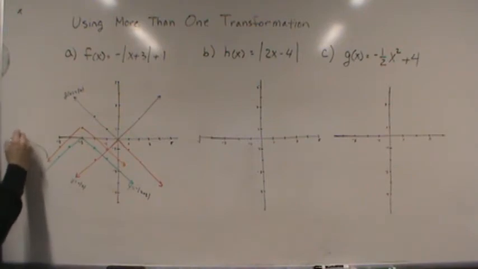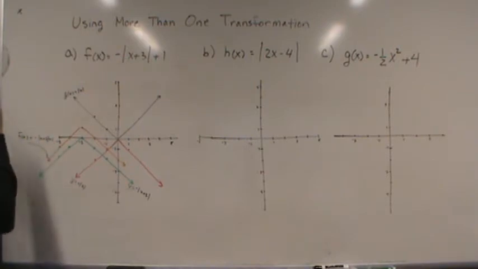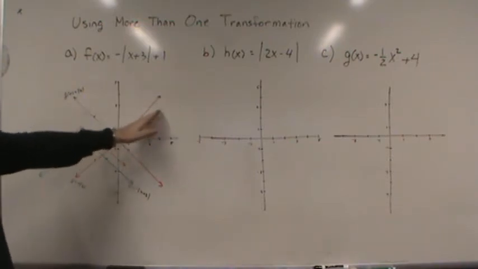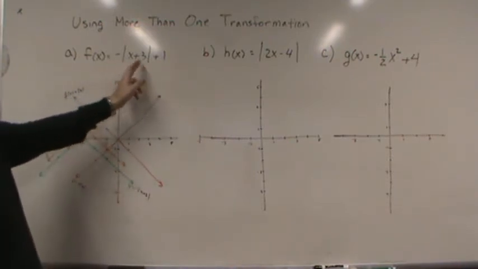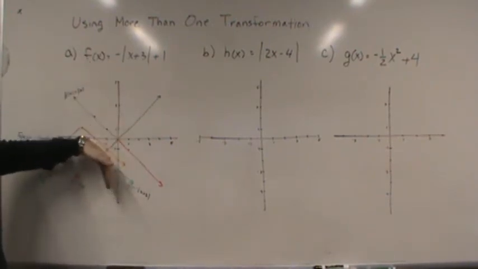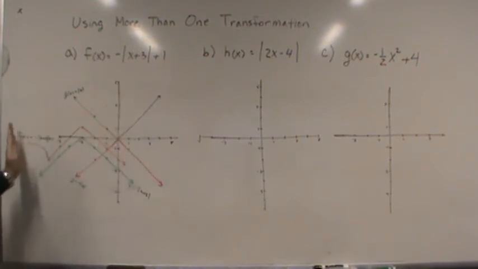So this is f of x equal to the negative of the absolute value of x plus 3, plus 1. And that's how we use transformation. So I used our basic absolute value function and used the 3 transformations that were going on. I reflected down across the x-axis, and then I moved to the left 3 units and moved up 1 unit.